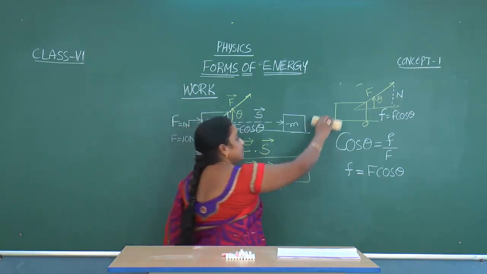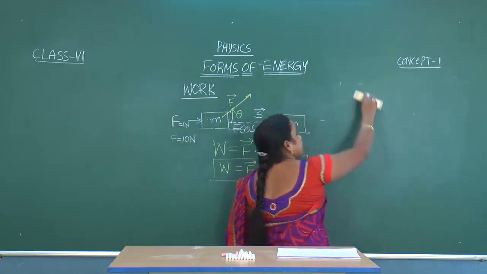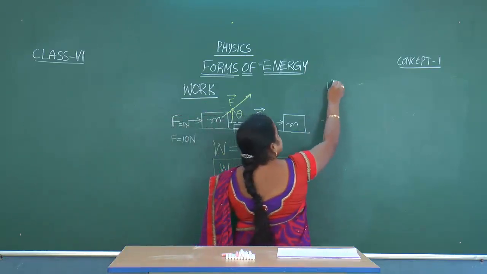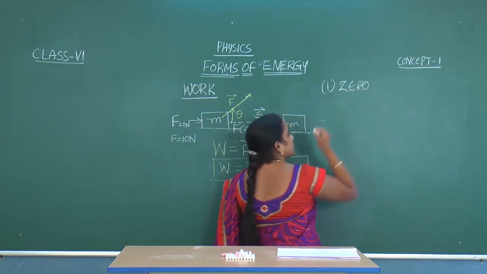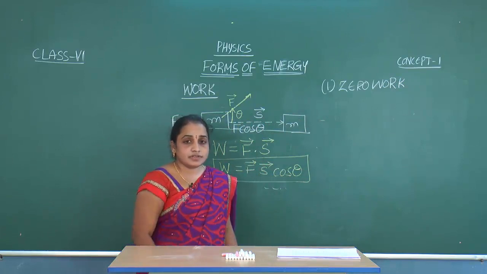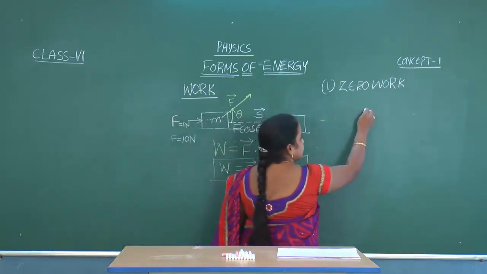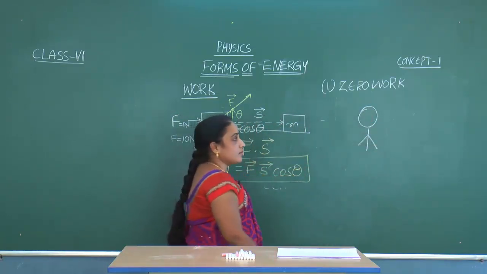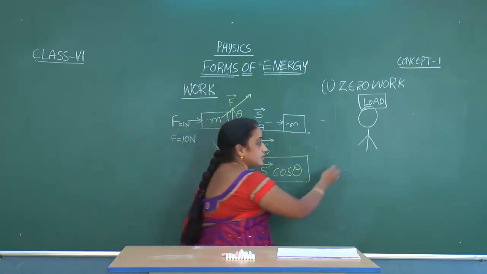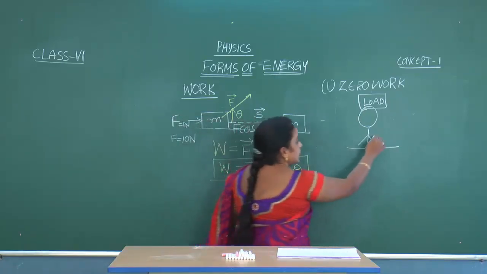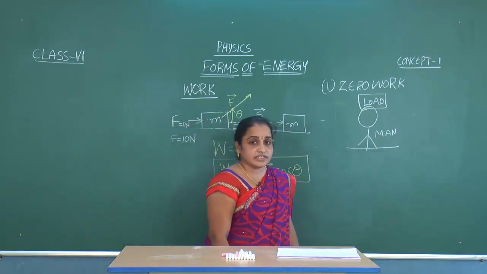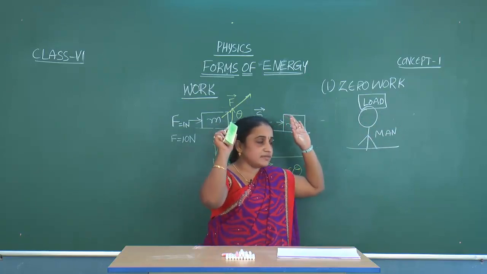In which situations this work is zero, that we are going to know. So first we are going to know about zero work, that is, the work done is zero. Let us see one example, like a man who is having some load on his head and he is standing, holding some weight on his head. The person is not moving in this case and the load is also not moving. He is just simply holding it on his head.